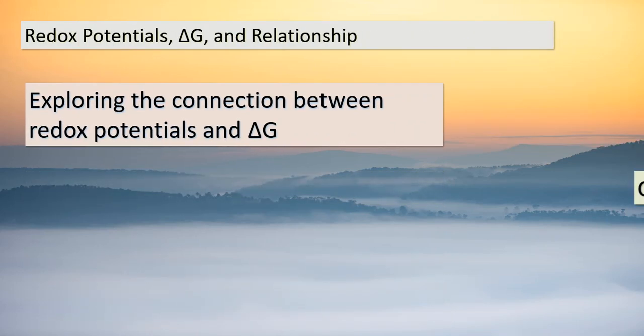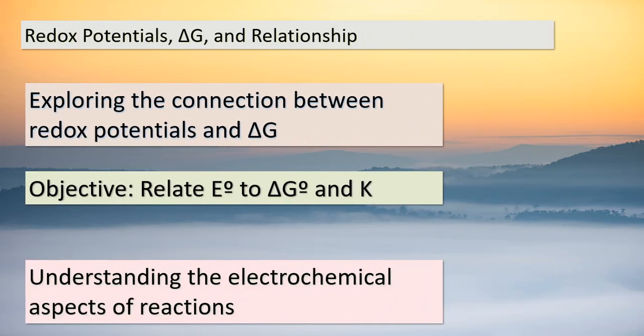Welcome back, dear students. Today, our journey takes us into the intricate world of redox reactions and the fascinating link between redox potentials and changes in Gibbs free energy, symbolized as delta G. Our goal is to establish a connection between the standard electrode potential, E, Gibbs free energy change, delta G, and equilibrium constant, K. To achieve this objective, we need to delve into the electrochemical aspects of reactions.